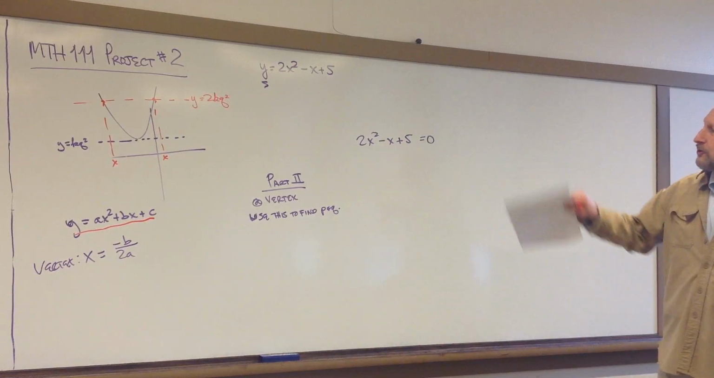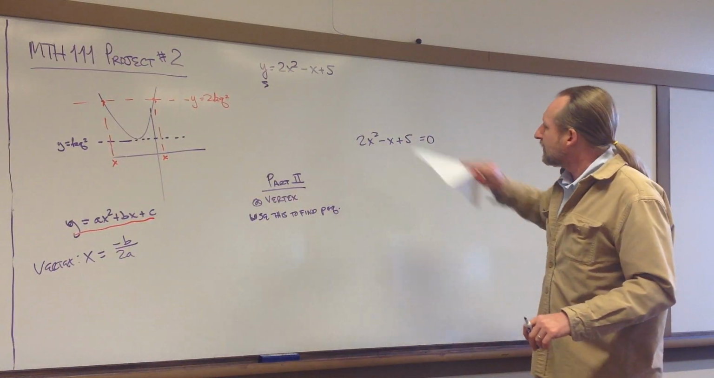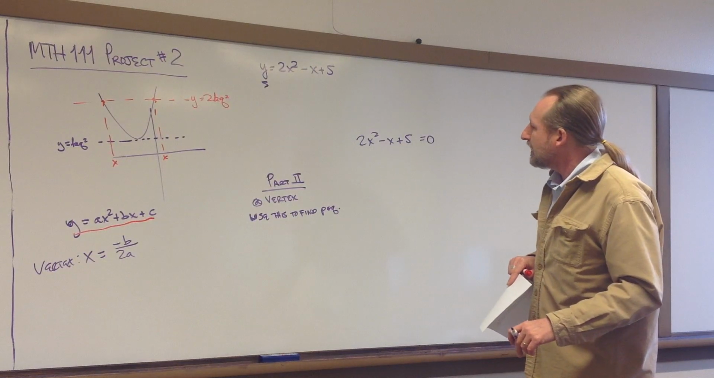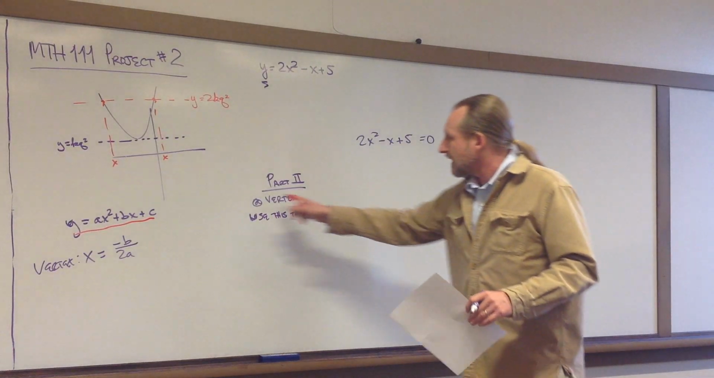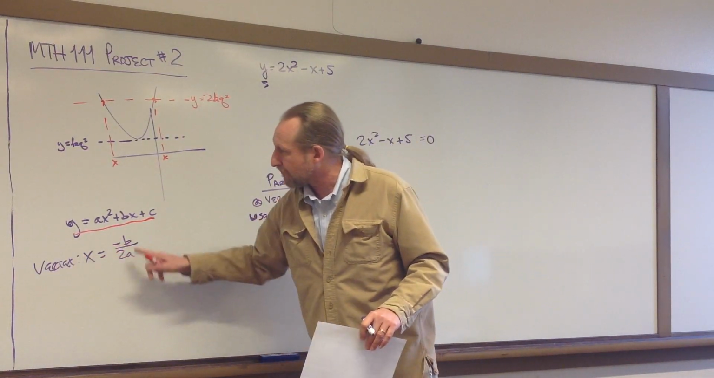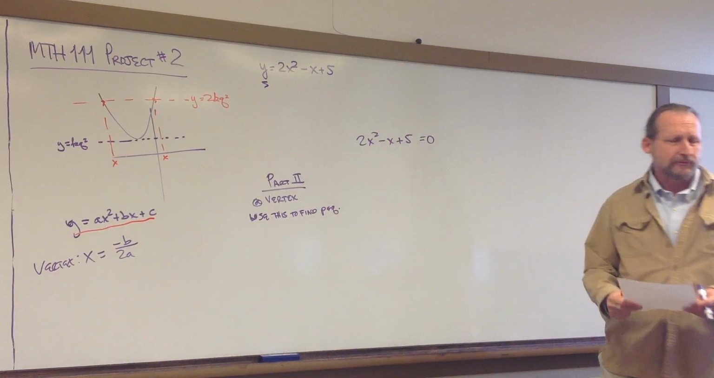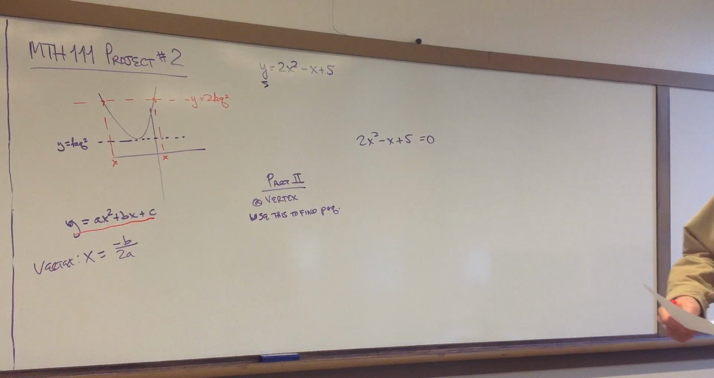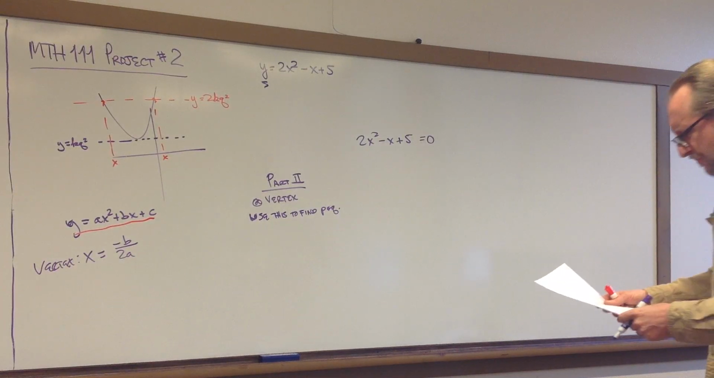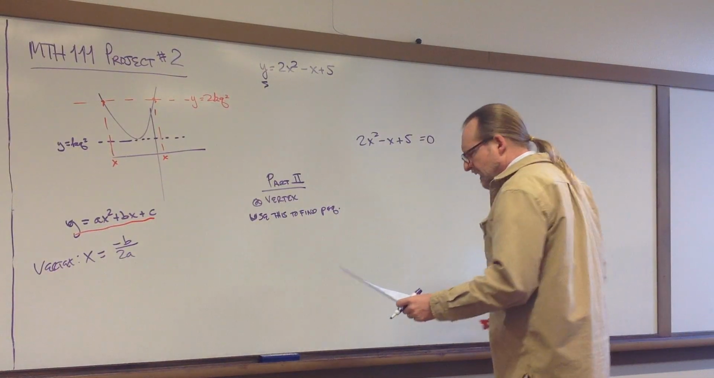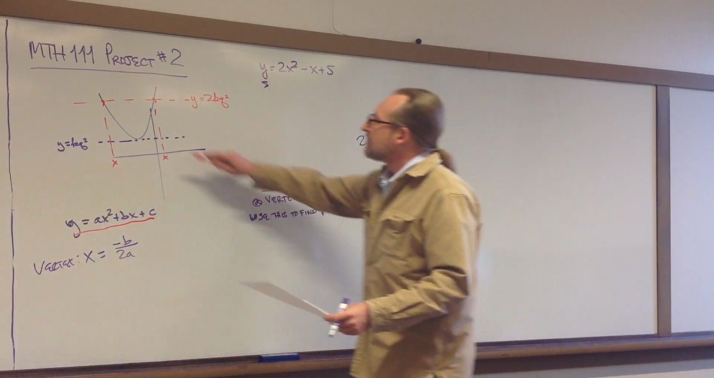Okay, so part 2A: find the vertex for this parabola right here, and then use that, based on the information that you got in part 1, to find the values of P and Q. All right, that's part 1A. Part 2A. Part 2B: double the y coordinate of the vertex.